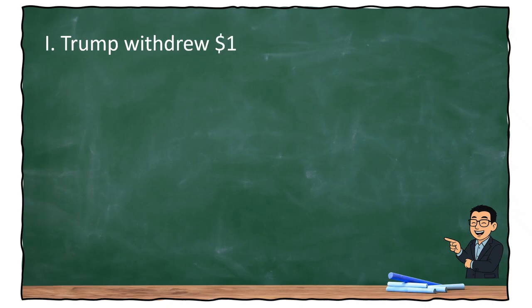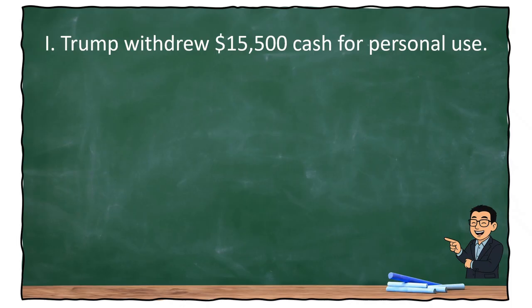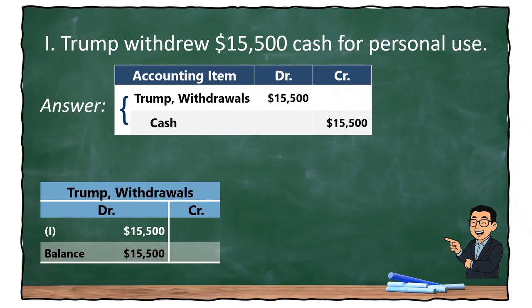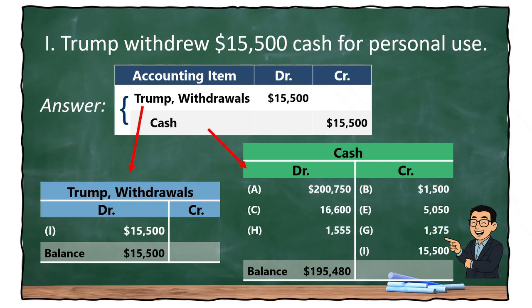In transaction I, Trump withdrew $15,500 in cash for personal use. This is recorded as a debit to the withdrawals account, increasing it by $15,500, and a credit to the cash account, reducing it by the same amount. After posting, the withdrawals account shows a balance of $15,500, and the cash balance decreases to $195,480.